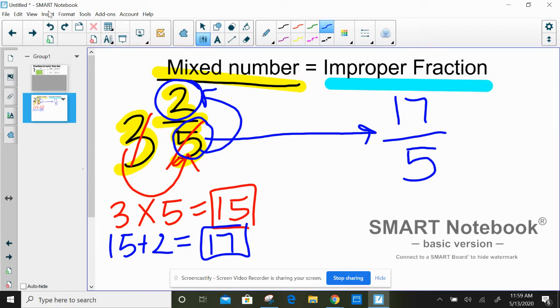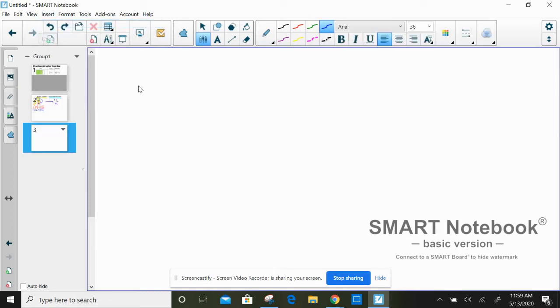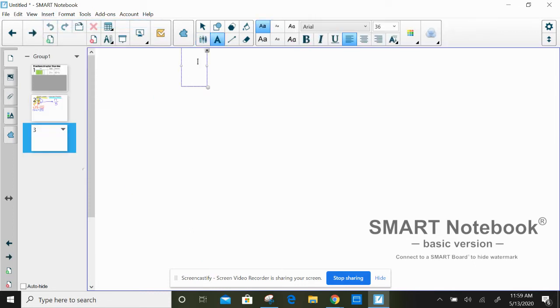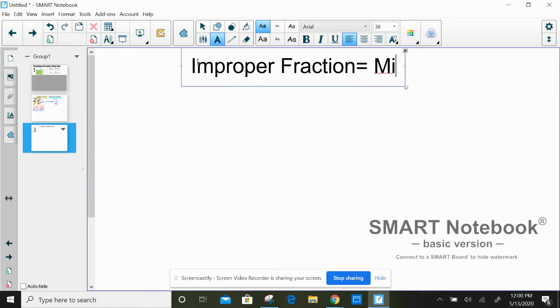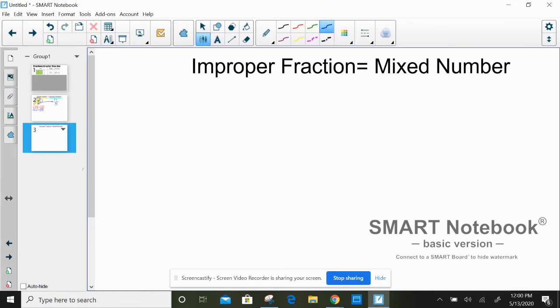Now, I'm going to go the other direction. I'm going to go from an improper fraction and change it to a mixed number. Now, I think a lot of times we forget that a fraction is just division. When you have any number over another number, you're really just dividing. So I'm going to show you with 11 fourths, okay?